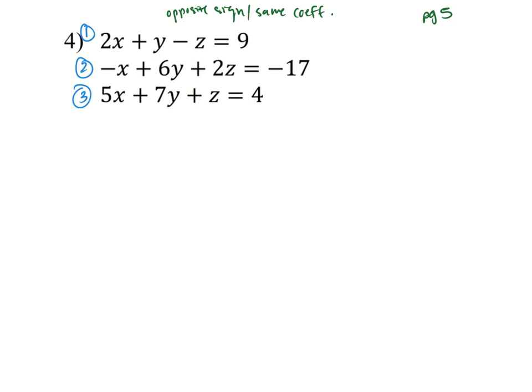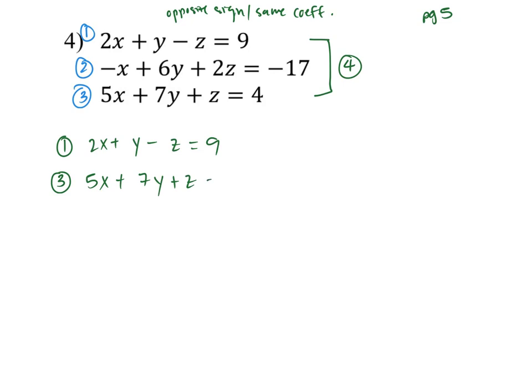You could have chosen any variable. But for convenience's sake, I'm going to choose 1 and 3 first. So I'm going to pair up 1 and 3 so that I can make equation 4. Remember, when we cancel out a variable, we create an equation with two variables. So in this case, when I pair them up, I'm just going to rewrite the equation here. So equation 1 was 2x plus y minus z equals 9. And then we have 5x plus 7y plus z equals 4.